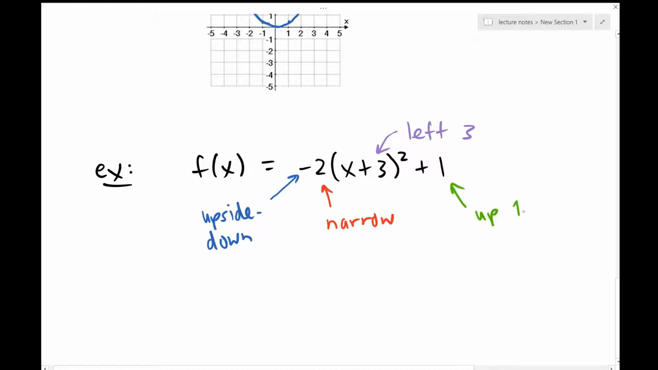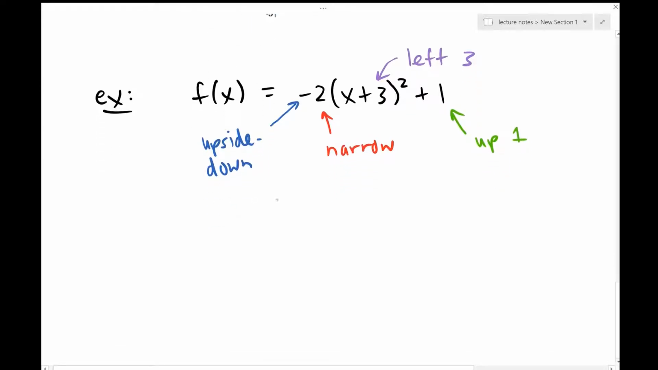So there's 4 different things going on here. So again, the negative in front is just reflecting it upside down. The 2 that we have there makes the parabola narrow. The plus 3 on the inside is shifting it to the left 3, and then we're also shifting it up 1. So let's put all this together in order to sketch our graph.